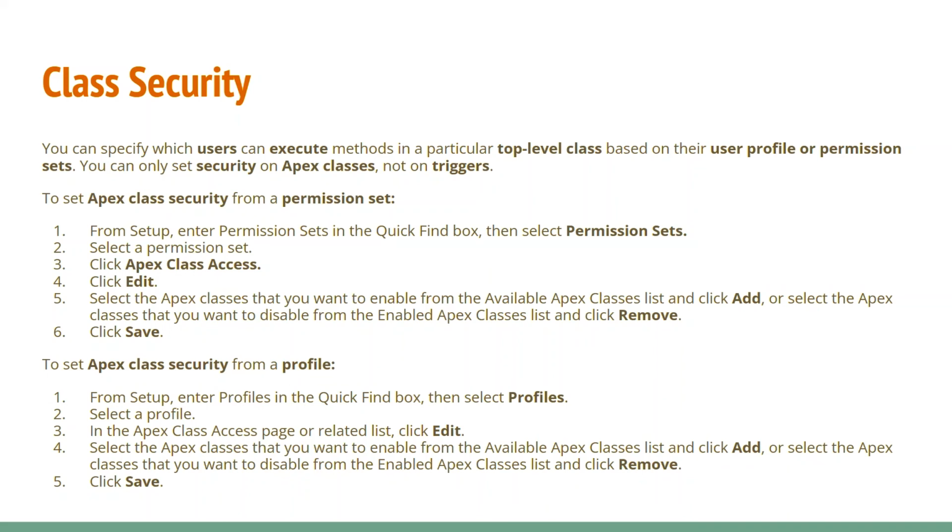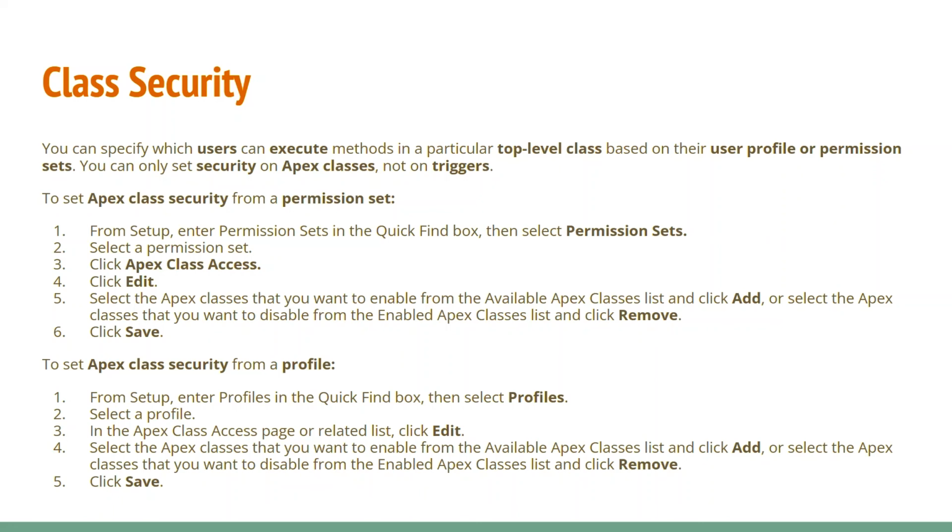Then class security: you can specify which users can execute methods in a particular top level class based on their user profile or permission sets. You can only set security on Apex classes, not on triggers. That's why it's the best practice to have a trigger handler and multiple classes on a particular trigger. Trigger should be logicless. All the logic should be in the classes which are called from the trigger and the trigger event.